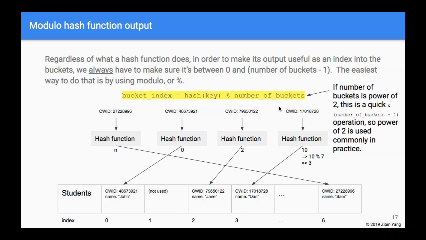Now, a couple of notes on that. The modulo operation is not exactly cheap, and oftentimes we want fast performance. Then, if we make the number of buckets a power of 2, we can very quickly do the modulo operation by doing a bitwise AND with the number of buckets minus 1. That comes from the binary way of writing numbers. If you remember that, this should make sense right away. So in practice, a power of 2 is actually used quite commonly.